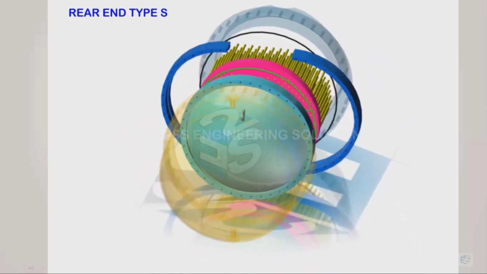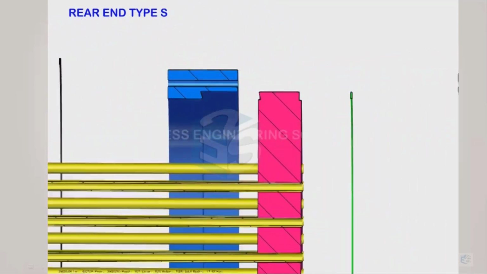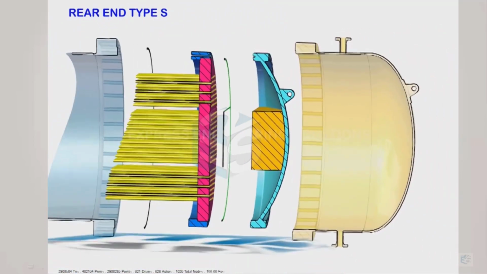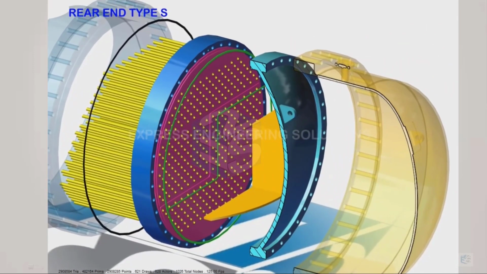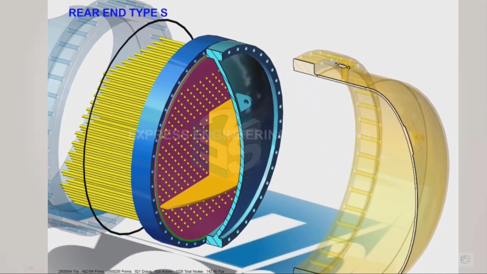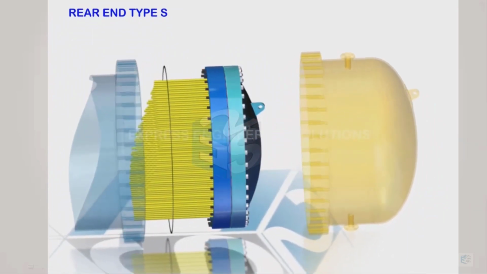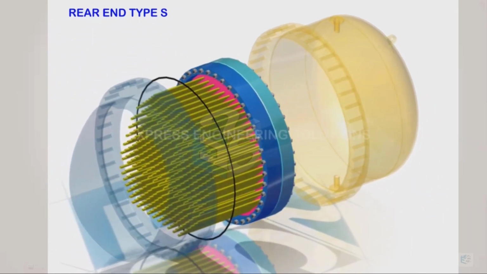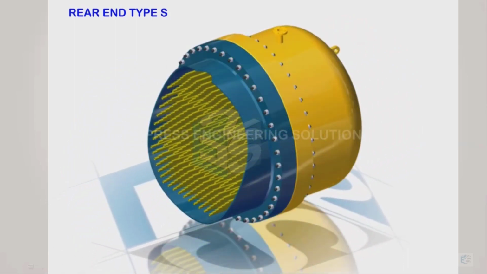For better understanding, you can view our floating head animation, which was covered in the first lecture, lecture 1-2. There this entire assembly has been very neatly explained. So this represents a rear end type of bonnet, which is called S type of construction, which is floating head with backing device.